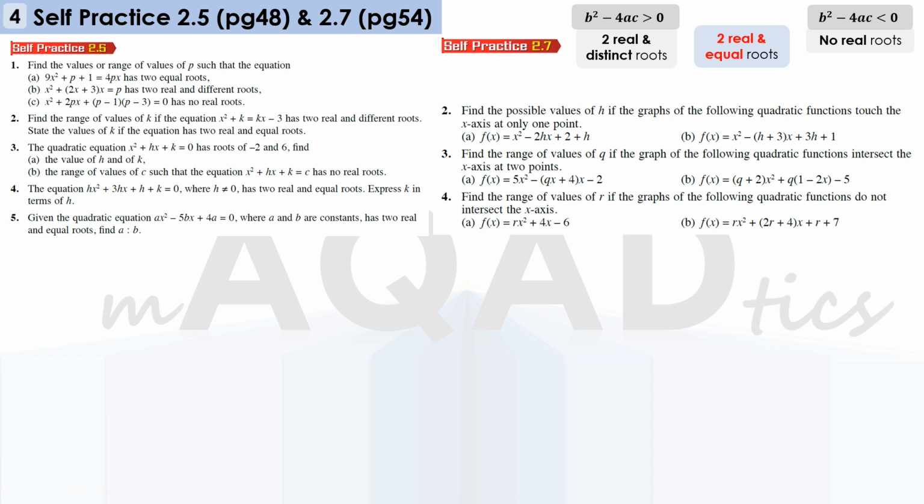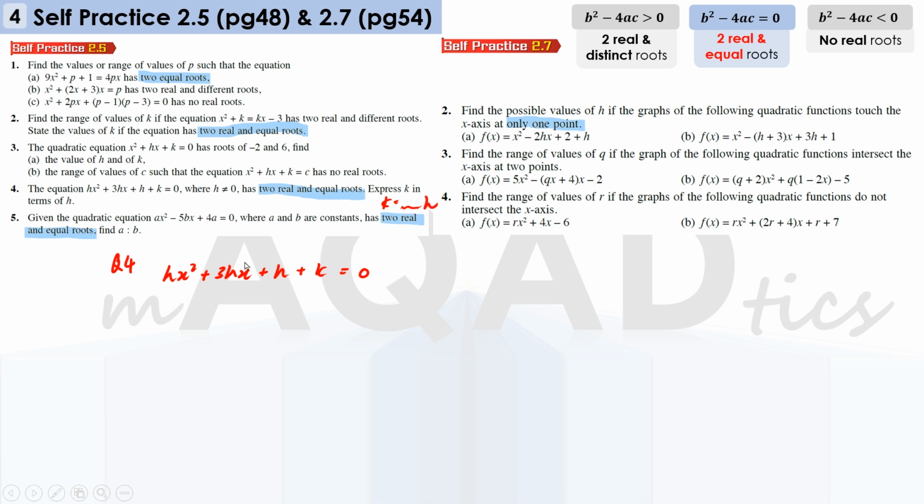And the last group is all of these questions, including this one, where the graph intersects the x-axis at only one point, which means one answer. These keywords say that our discriminant must be equal to 0. Let's look at one of the questions here. Let's focus on question 4. It says that this equation has two real and equal roots, which means we need to use this one, and we need to express k in terms of h. This means k must be on the left, everything on the right.